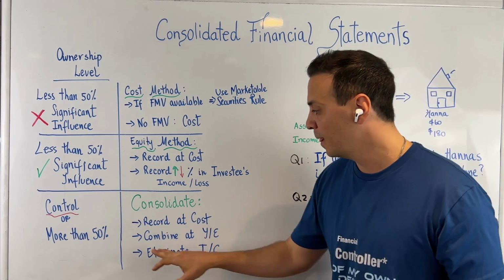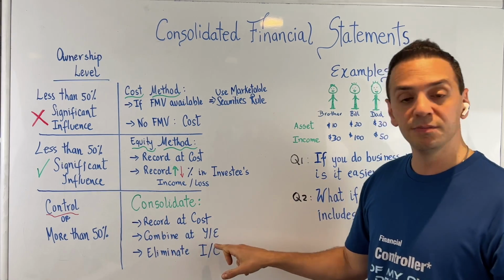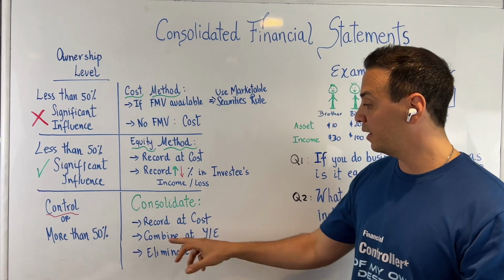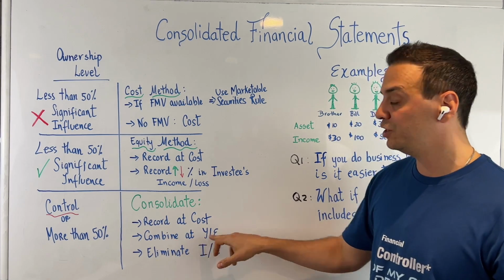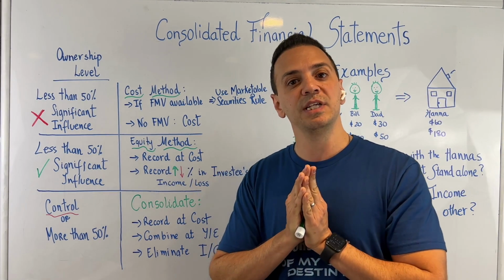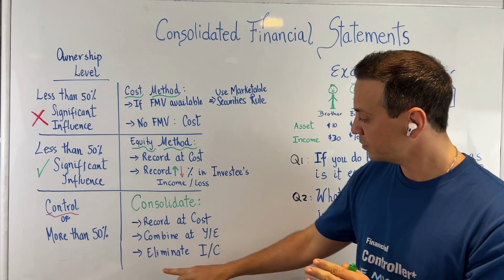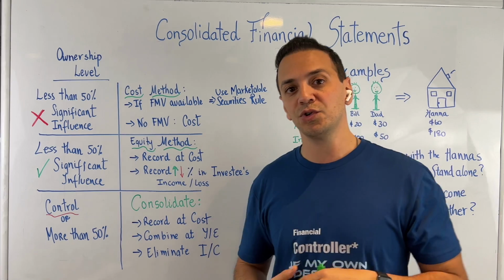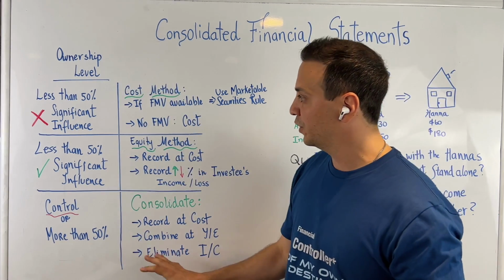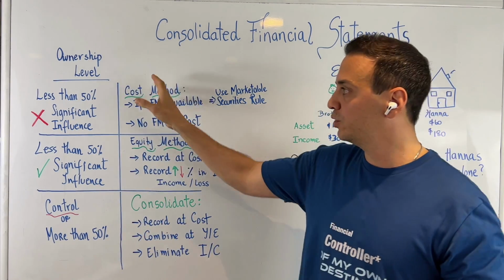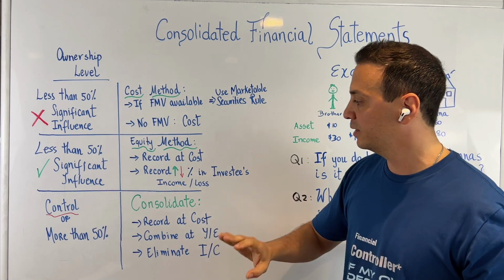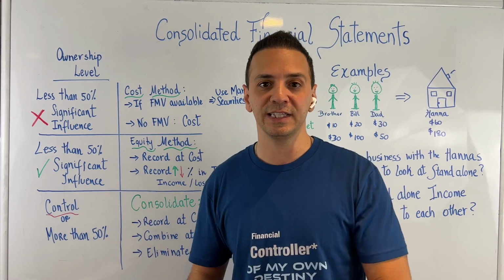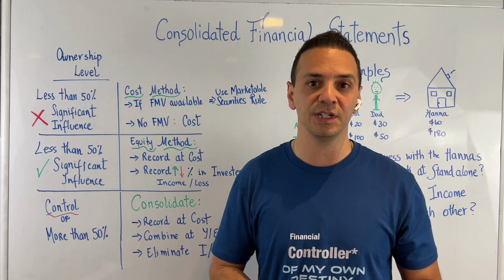So consolidation implies that you're going to be recording the investment at its cost, and we'll go through an example in a minute. Then you're going to combine the income statement and the balance sheet at year end, and you will eliminate intercompany transactions. So this is a quick matrix, a cheat sheet for you to know when to use the cost method, equity method, and consolidation. Now let's jump through an example of how to consolidate a balance sheet when you make an investment in a subsidiary.